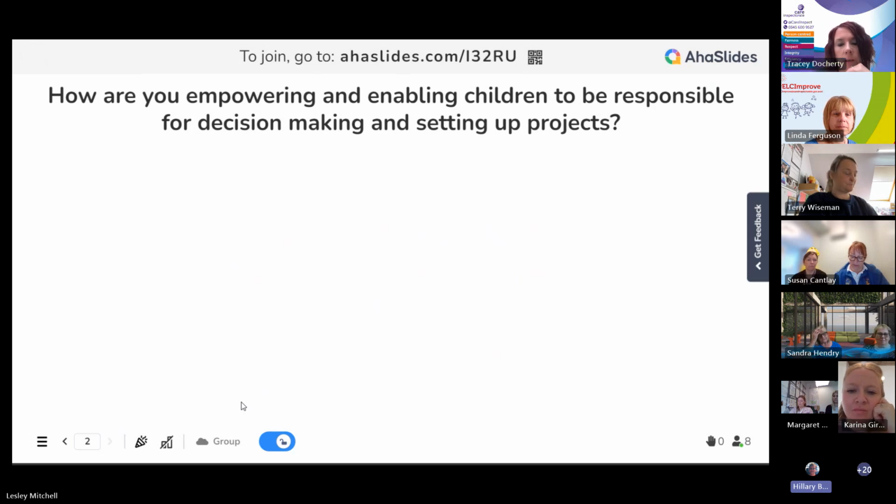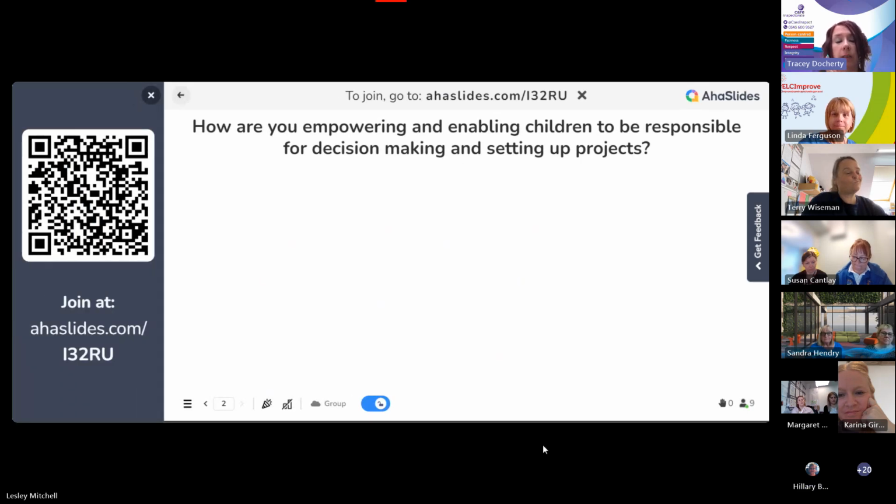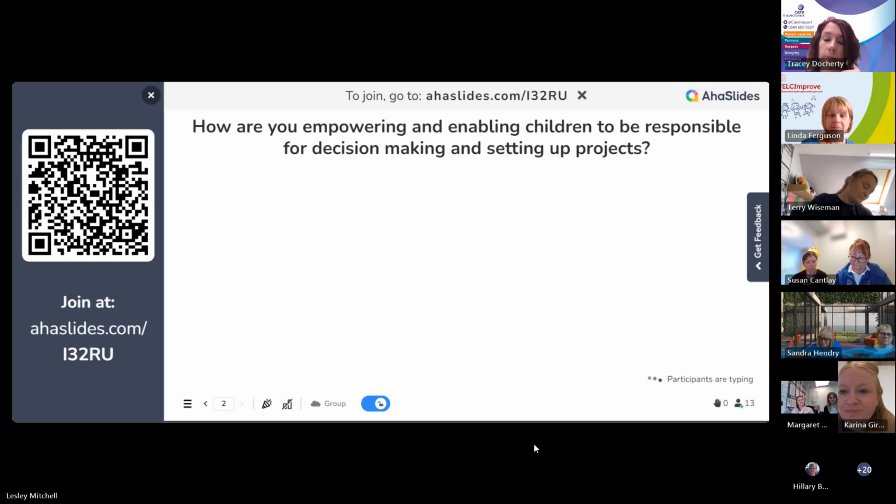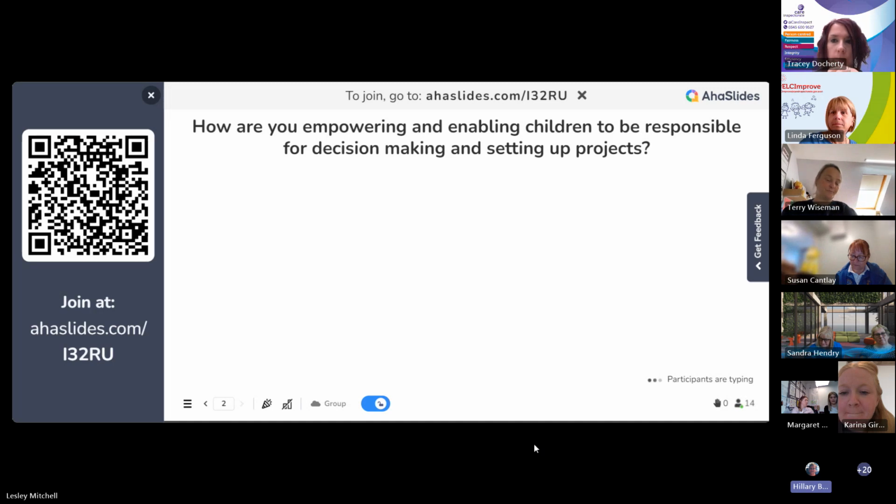There's loads on there. I'm quite sure we could probably spend the whole session on one question slide, but okay. Yep, so as you'll see, the second question is, how are you empowering and enabling children to be responsible for decision making and setting up projects? The thing to remember here is the important element is for children to be seen all the way through to setting up the projects as well, so that they're fully involved in all aspects of it. Again, it's another good opportunity for you to think, how are you doing it? What does that look and feel like for the children? And as Tracy's highlighted there, very much that setting up and leading on the projects.